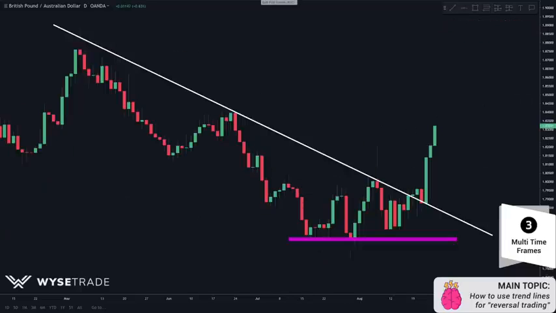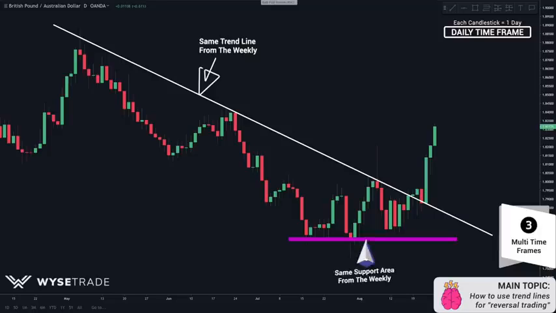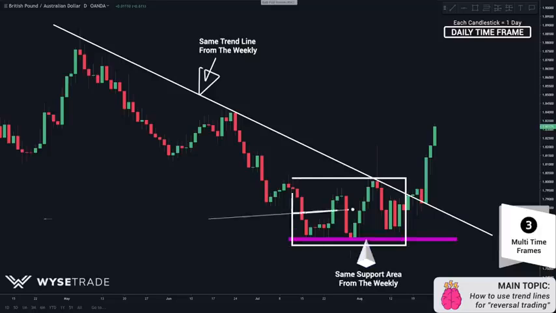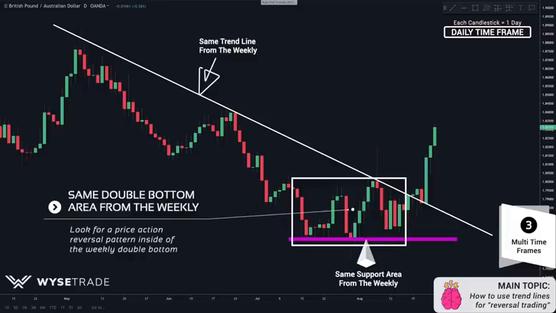So here on the daily, you have your same trend line from the weekly and your same area of support from the weekly. Here is where the double bottom occurred on the weekly time frame. And again, we see a lot more detail on this daily time frame. So in order to confirm the weekly double bottom reversal pattern, you want to also look for bullish price action that shows a trend change from a downtrend to an uptrend on this time frame. And you got this through the following things.